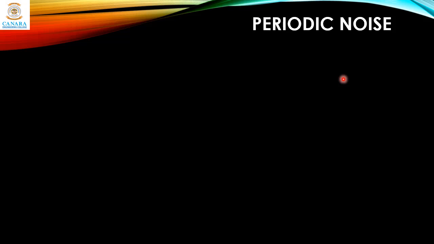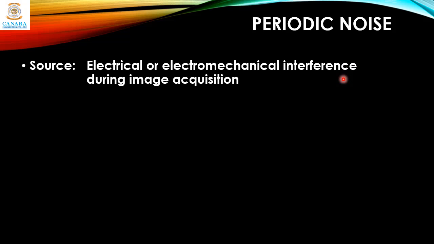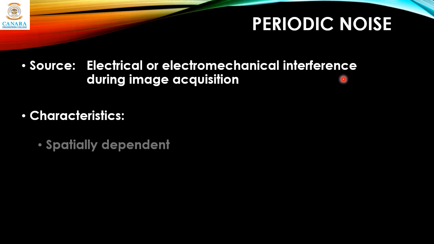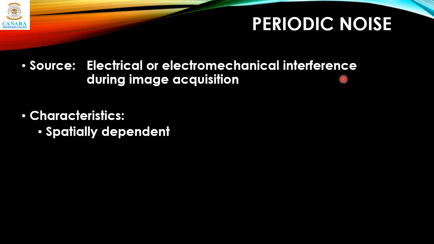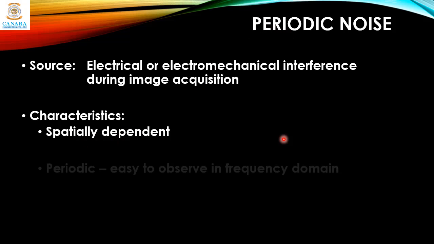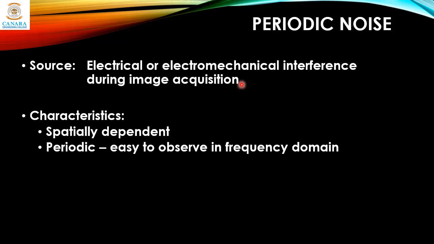So the periodic noise is basically generated by electrical or electromechanical interference during image acquisition. And the typical characteristic of periodic noise is that it is spatially dependent, which is different from the ones we studied in the noise models, which were spatially independent. So this periodic noise is spatially dependent, and it is periodic. That means it's easy to observe in the frequency domain.